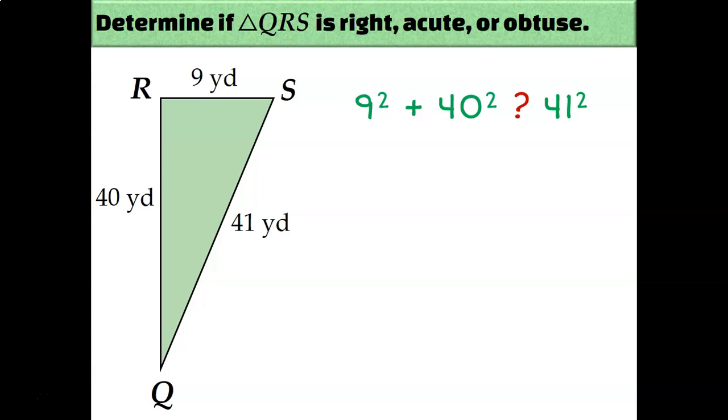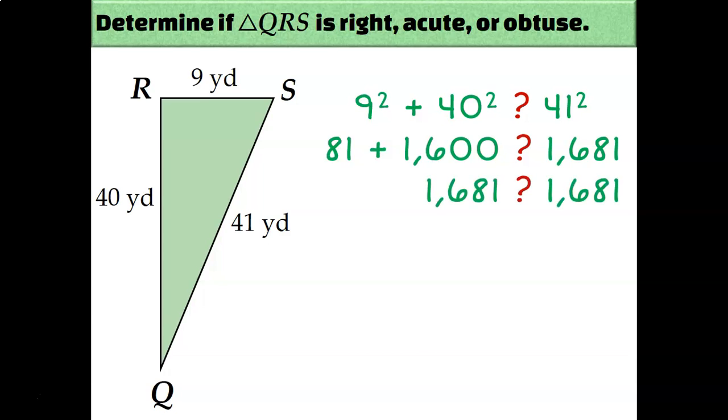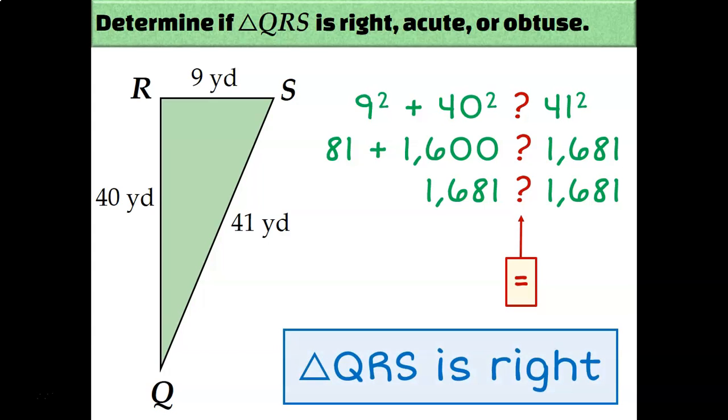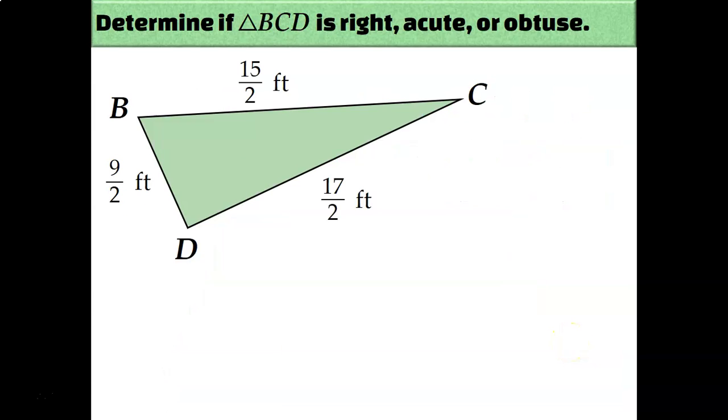So I'll write this equation, 9 squared plus 40 squared. And I don't really want to write an equal sign or a less than or a greater than here yet because I don't know what the answer is. I don't know what symbol I should put there. So for now, I'll just put a question mark. And then I'll start simplifying. That's 81 plus 1600, and 1681. So we actually end up with 1681 on both sides. So instead of a question mark, I could replace that with an equal sign. Since I have shown that a squared plus b squared equals c squared, I have shown that this triangle is a right triangle. Let's look at another one.